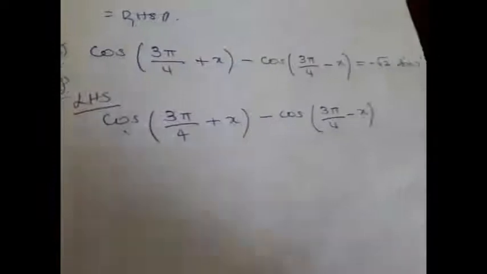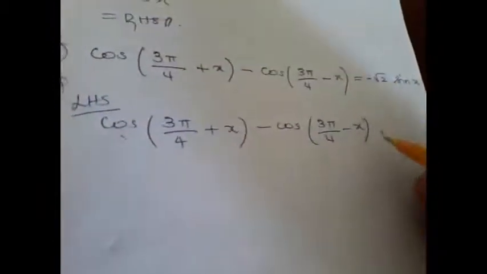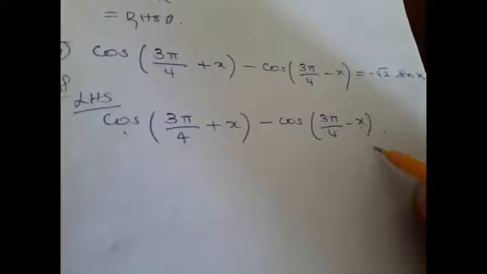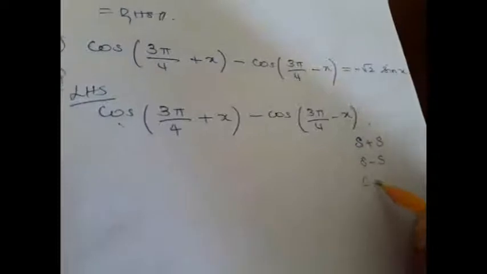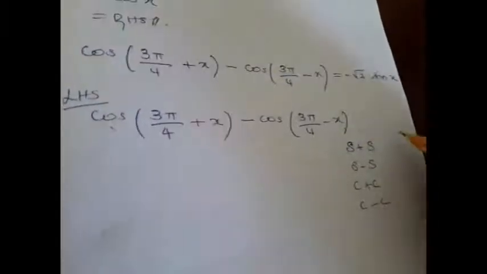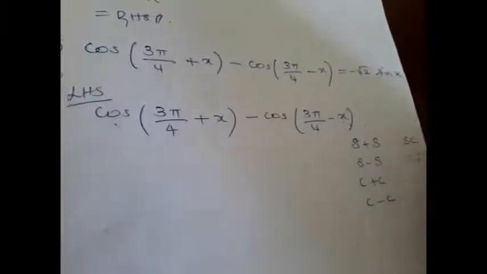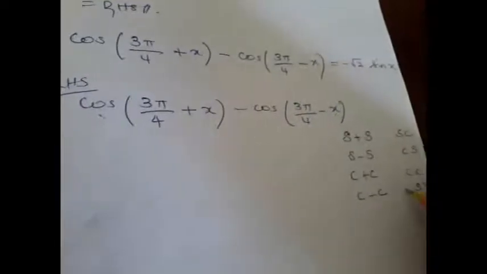The other way is using the last set of identities we have learnt. Hope you remember. S plus S, S minus S, I told you. S plus S, S minus S. C plus C, C minus C. SC, CS, CC, SS minus.